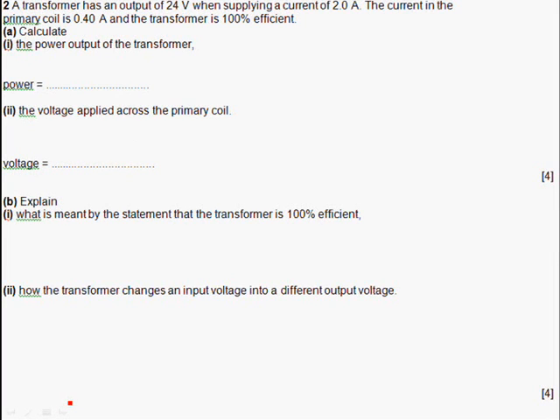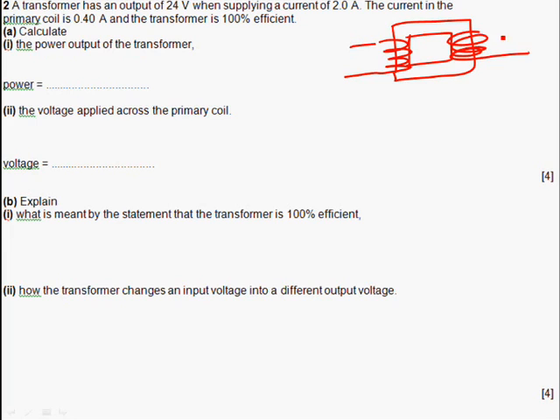Pause the video and read this question. Okay. The question says a transformer. Okay, let's remind ourselves what a transformer is. Transformer looks something like this. It's an iron ring. You have a coil of wire on one side and another coil of wire on the other side. One side's the input and the other side is the output.